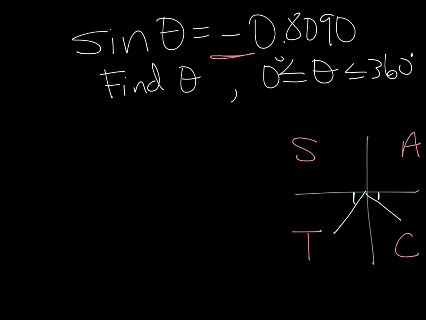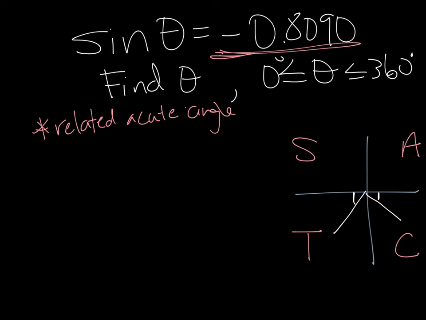Now, to find that small little reference angle or related acute angle, I want to use the sine inverse on my calculator with the positive version of this number. So I'm going to use my calculator to do sine inverse of, without the negative, 0.8090. When I do that, I get 54 degrees. So that is the related acute angle.